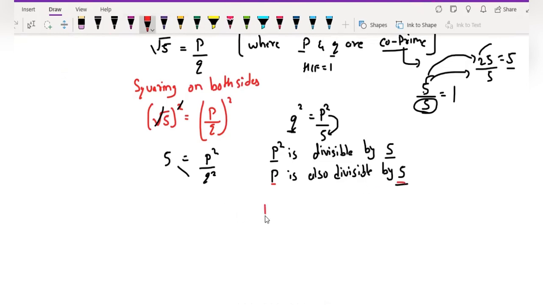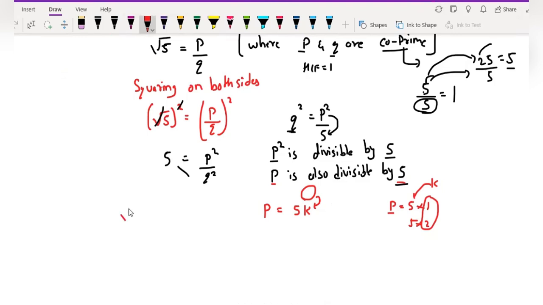That means I'll get the p value when I multiply 5 by any integer. That integer I am considering as k. So p is equal to 5 multiplied by 1, or by 2, whatever; those values we are considering as k. When I multiply that integer by 5, I'll get the p value. Correct? So that's why I wrote p is equal to 5k.